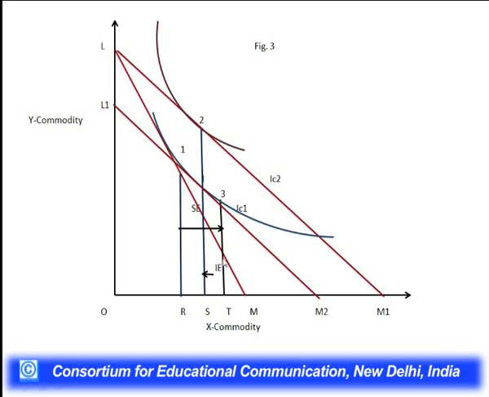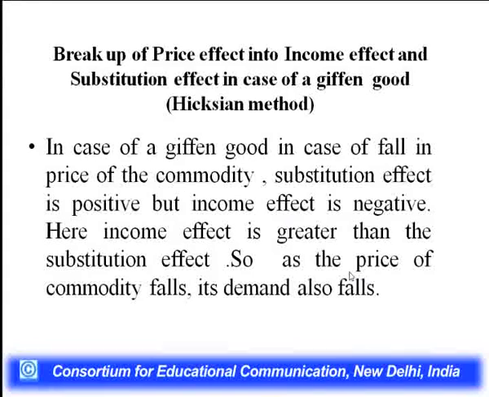So this means income effect is minus ST. This says buy less of the commodity. So total effect will remain RS. Thus you see price effect is equal to RS while substitution effect is RT and income effect is minus ST. So again here it is a combination of income effect and substitution effect. Now we come to the case of giffen good.